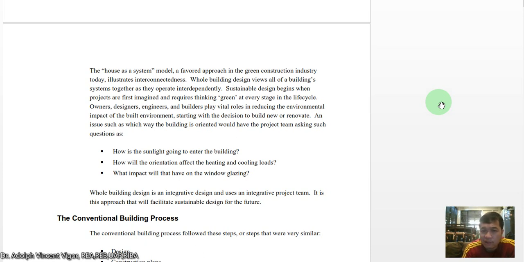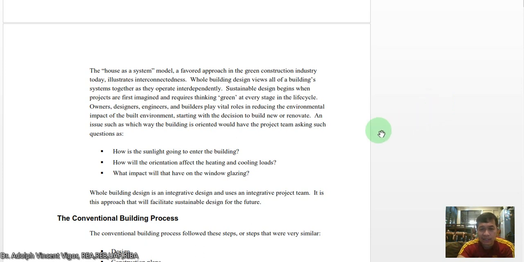So starting with the decision to build new or renovate, an issue such as the way the building is oriented would have the project team asking these questions. How is sunlight going to enter the building? How will the orientation affect the heating and cooling loads? Then what impact will that have on the window glazing?